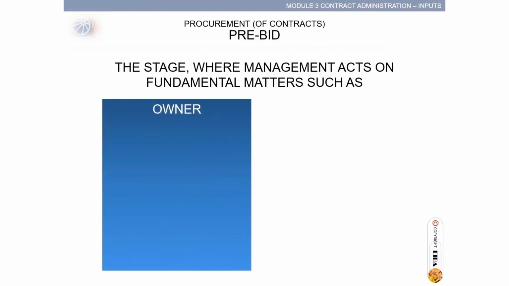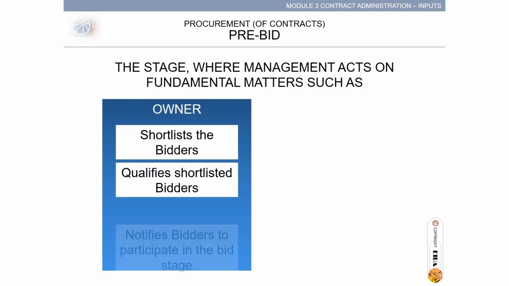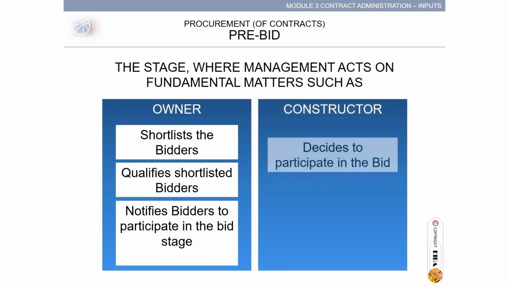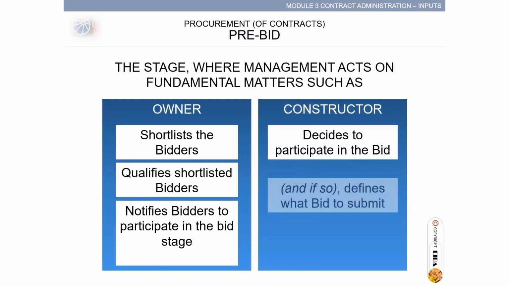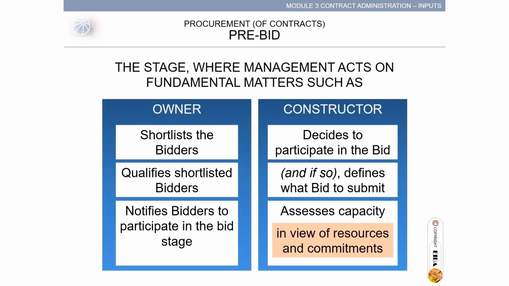Pre-bid is the stage where management acts on fundamental matters such as the owner shortlists the bidders, qualifies the shortlisted bidders, then notifies bidders to participate in the bid stage. Meanwhile, the constructor decides to participate in the bid, and if so, defines what bid to submit for partial works. Then, assess capacity in view of resources and commitments. In real situations, constructors may have a number of projects in progress.